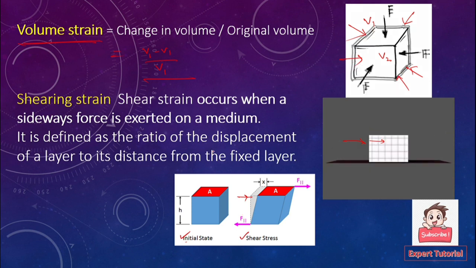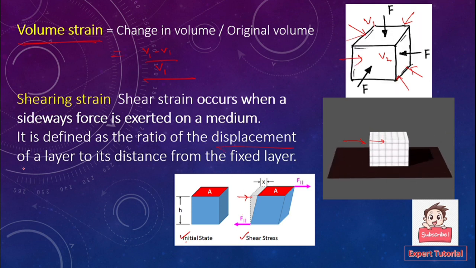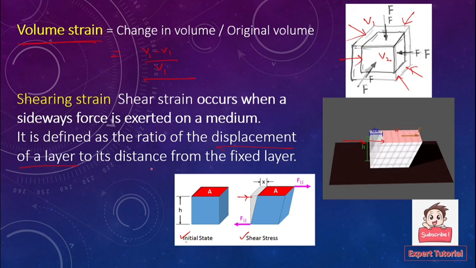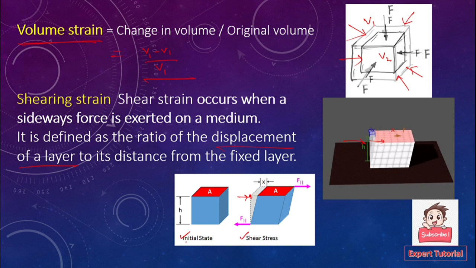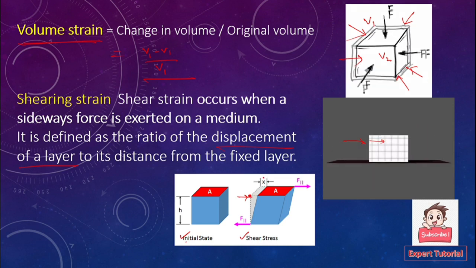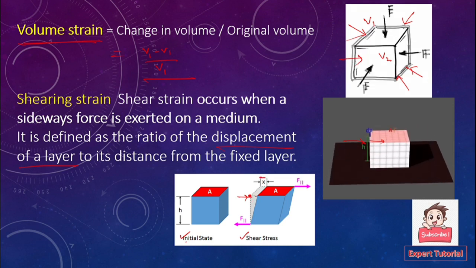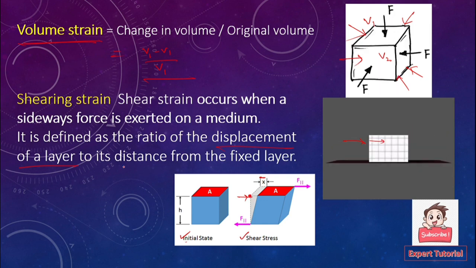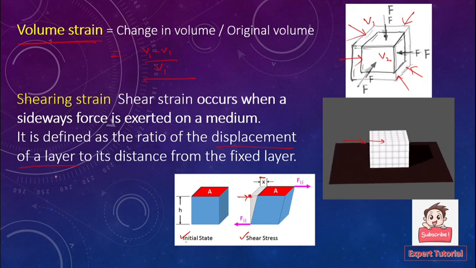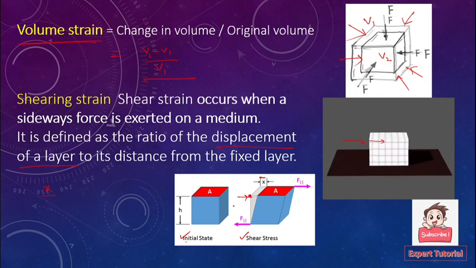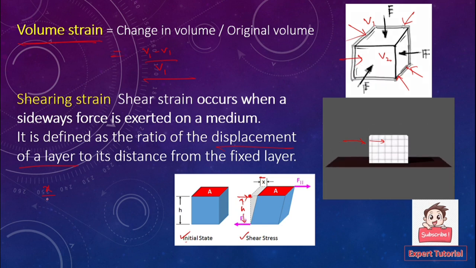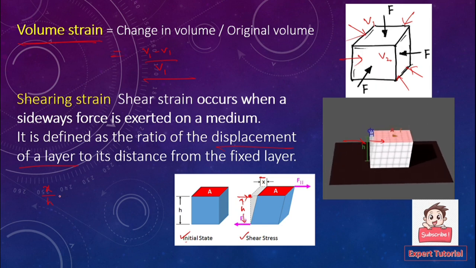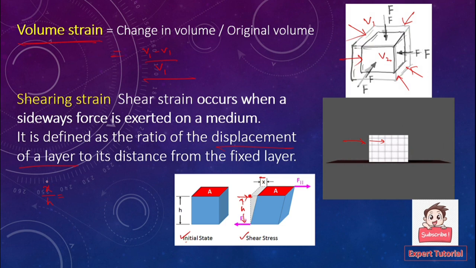It is defined as the ratio of the displacement of a layer to its distance from the fixed layer. So this layer is displaced by this x, and the distance from the fixed layer is h, as shown in the picture. So shearing strain will become x by h. So what is this x by h?